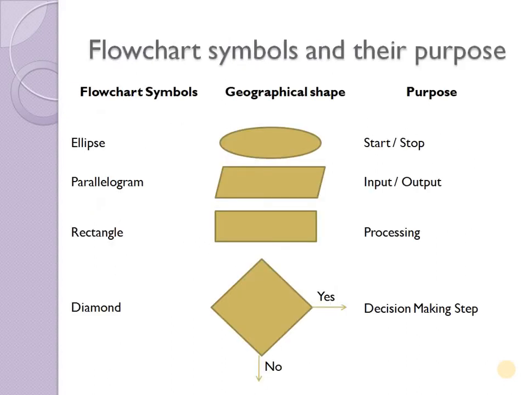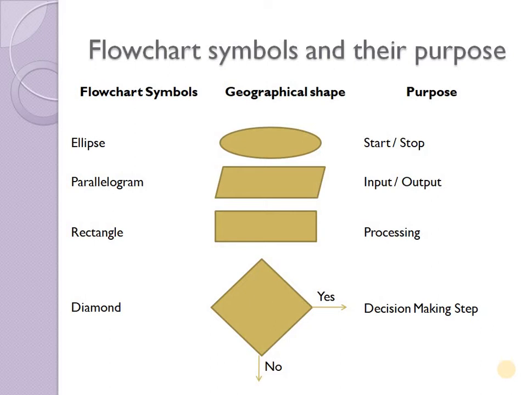See, some geometrical shapes are here. These are the elements of our flowchart. The flowchart symbol is the ellipse, and the ellipse geometrical shape is this. What is the purpose of this particular shape? Whenever you are going to write a flowchart, you can use it for the start symbol. Also you can use it for the stop. Start and stop steps can be denoted with the help of this ellipse.